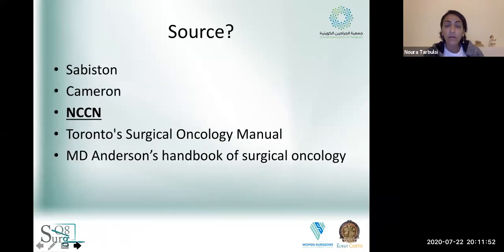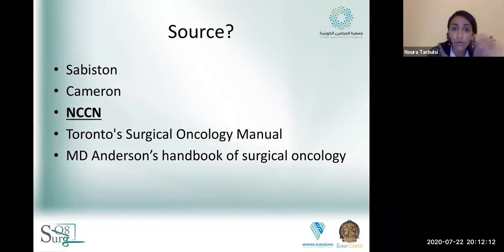Sources, there are a lot of sources to read from for the breast. Sabiston, Cameron, the NCCN guidelines are very good for pathways, or when you study together and then you have a question and you're not sure what's the right answer, you could always go back to the NCCN guidelines.